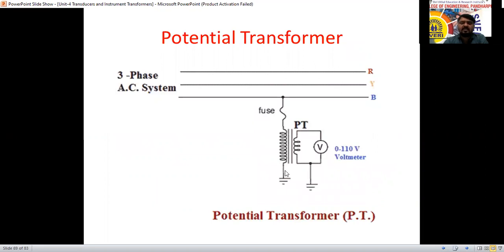Does this look like an open circuit? Yes, can anybody tell? Is this an open circuit? Here the voltmeter is connected. Yes or no? Yes, sir. Then how is it an open circuit?